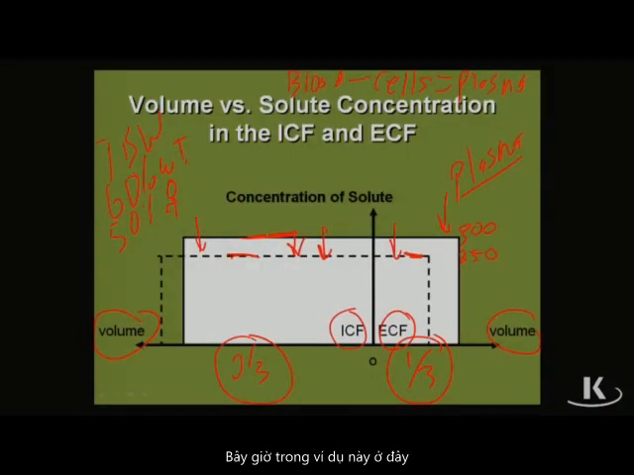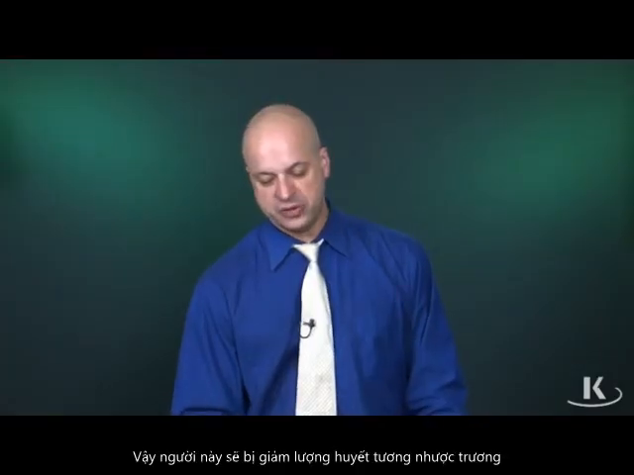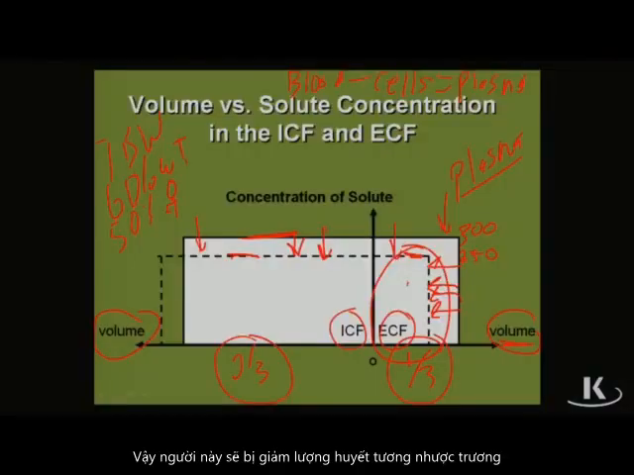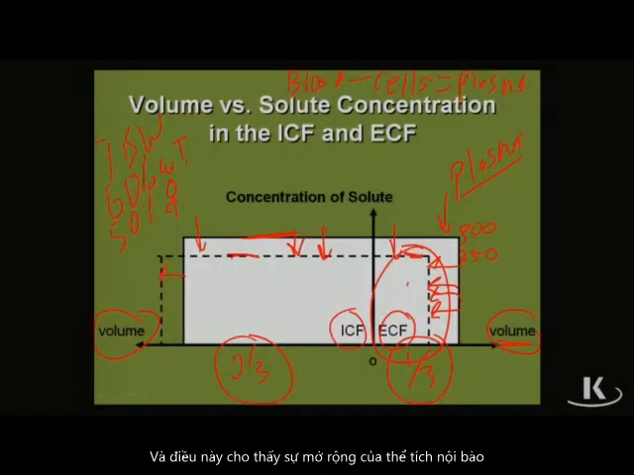Now, in this example here, it's showing a decrease in the volume inside your extracellular fluid. This moving down is saying that the volume of the extracellular fluid is going down. So this person would have a decreased amount of hypotonic plasma. Okay, just an example. And this is showing expansion of the intracellular volume.